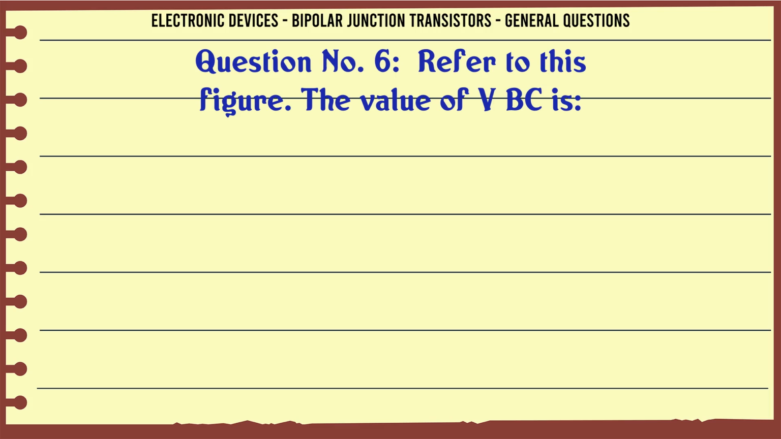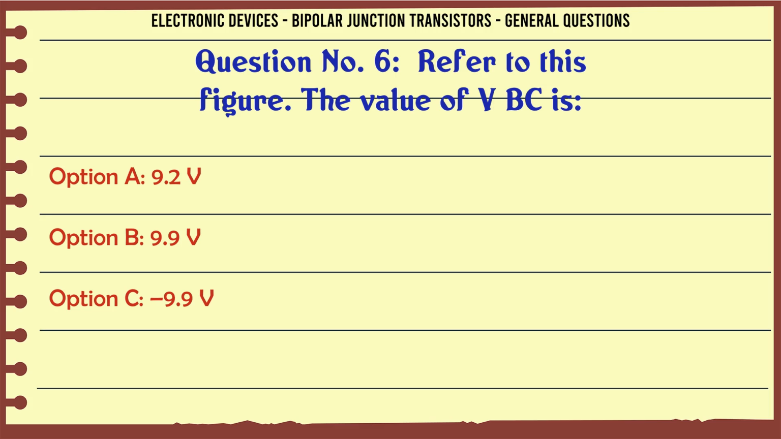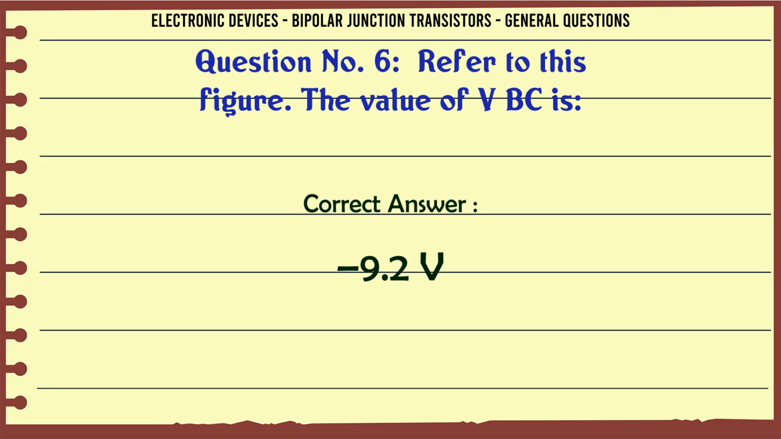Refer to this figure. The value of VBC is A 9.2 V, B 9.9 V, C 9.9 V, D 9.2 V. The correct answer is 9.2 V.